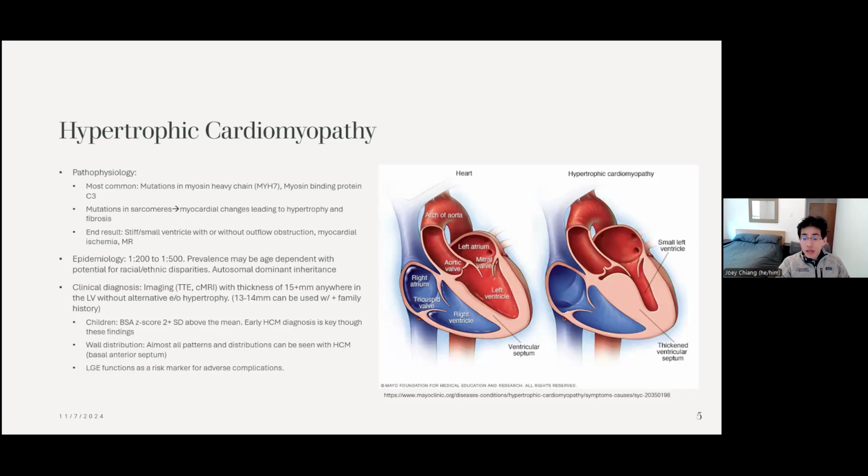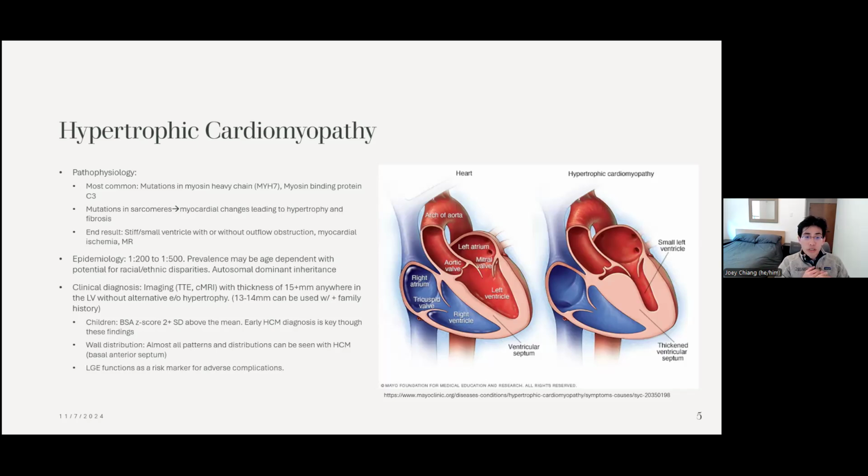As far as late gadolinium enhancement, this is something that's actually pretty important as well. It can be a reflection of inflammation that we end up seeing in the heart, and it's often seen in cardiac MRI. And it actually functions as a risk marker for adverse complications like sudden cardiac death in patients with hypertrophic cardiomyopathy or rapidly progressive disease.